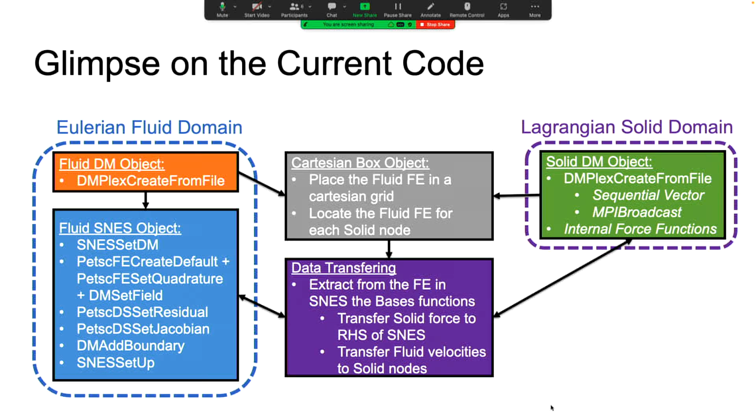And then finally, for the data transferring between the fluid and the solid, what you will need to do is extract the basis of the fluid from the SNES object, and you will use this basis to transfer the solid forces to the right-hand side of your fluid equation, and you will use it to transfer the fluid velocity to the solid nodes. And that's simply how the code is.